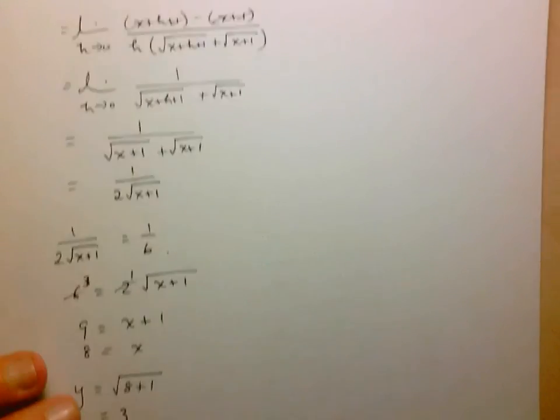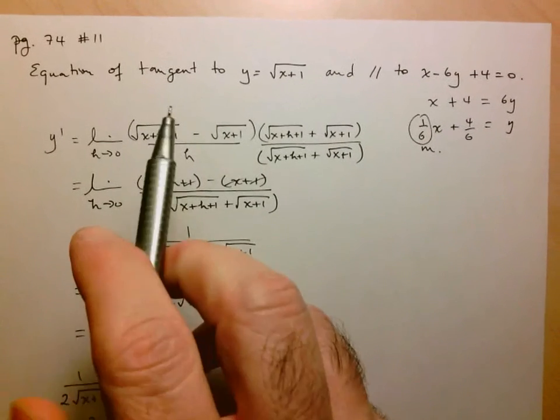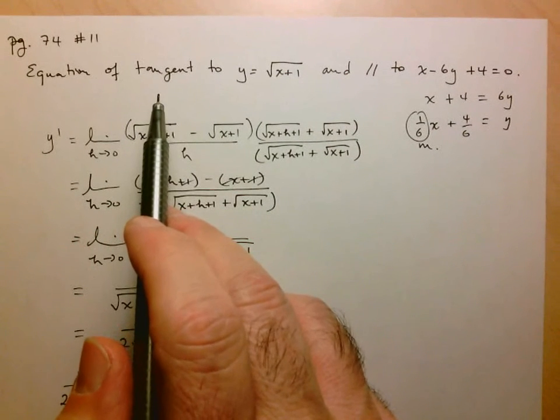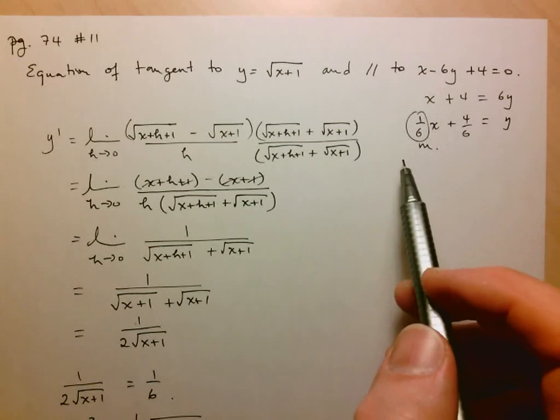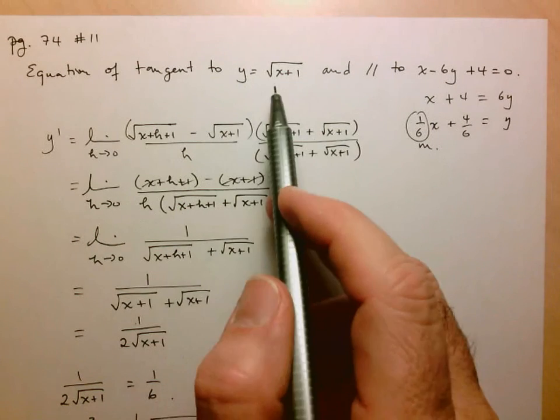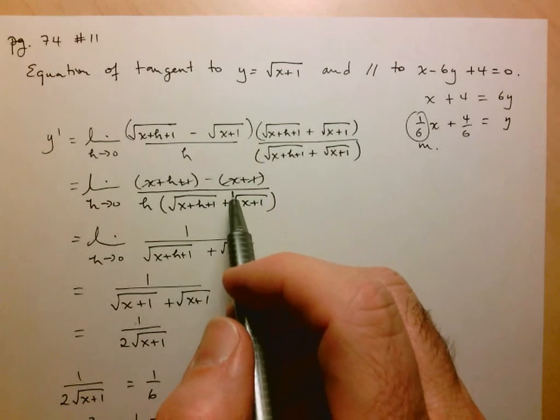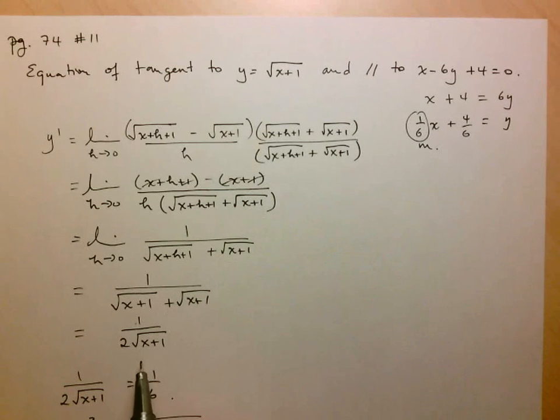Just to give a quick recap: we want the equation of a tangent, so I have to give the equation of a line. I use the fact that it's parallel to this line to determine the slope, and I use the derivative to find an expression for the slope which contains the x value I'm looking to find.